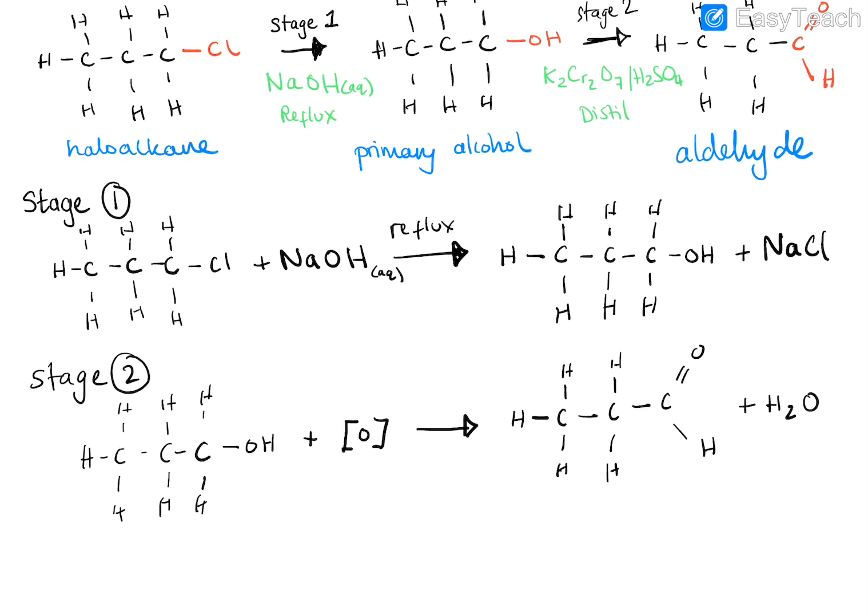Now, if you're writing it like this, then of course over the top, you need to just make sure you write down somewhere what the reagents are. So just write down K2Cr2O7, H2SO4, and distill. So it's really clear what your reagents are and what your conditions are. And that's it.